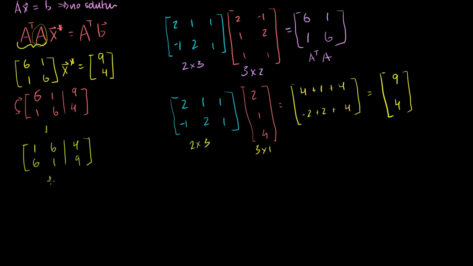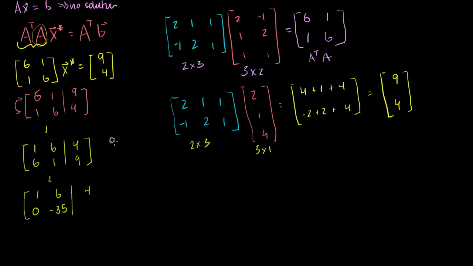So I'm going to keep my first row the same. So I have 1, 6, and 4. And then my second row, I'm going to replace with the second row minus 6 times the first row. So 6 minus 6 is 0. 1 minus 6 times 6, that's 1 minus 36, so that's minus 35. And then 9 minus 6 times 4 is 9 minus 24.